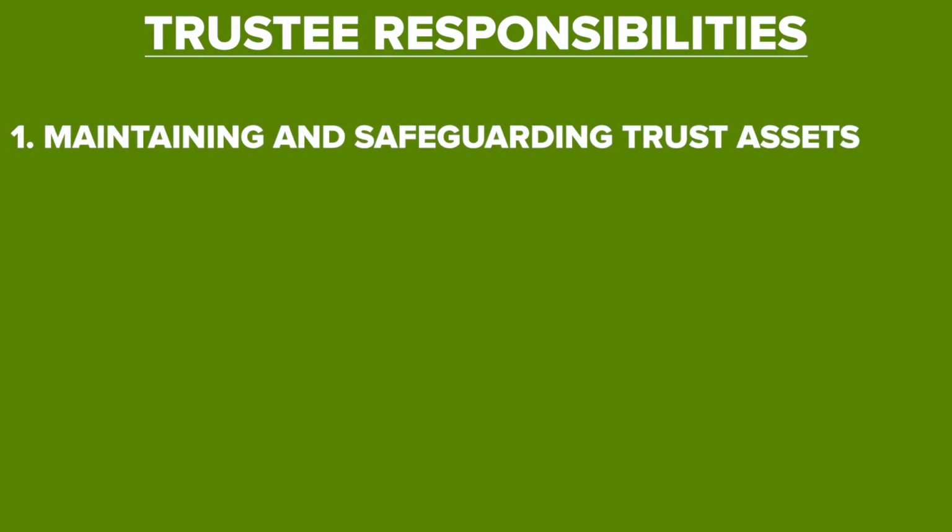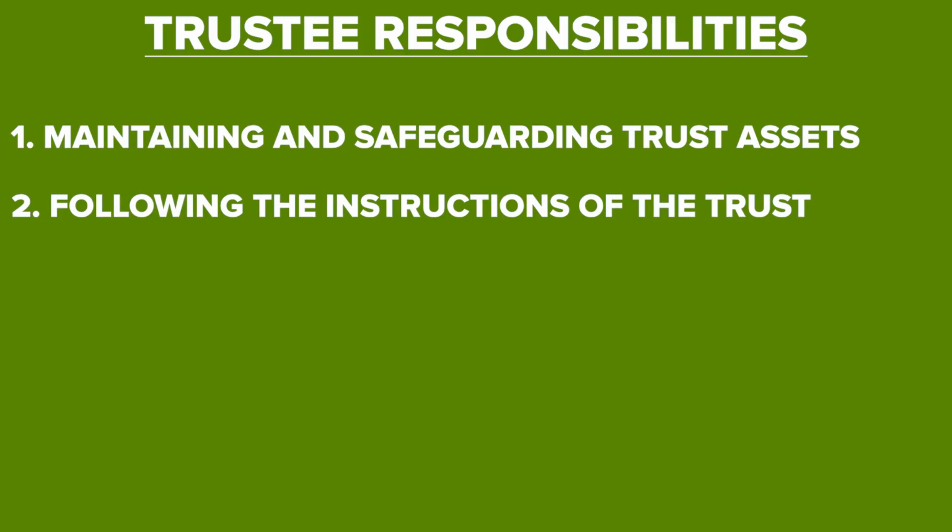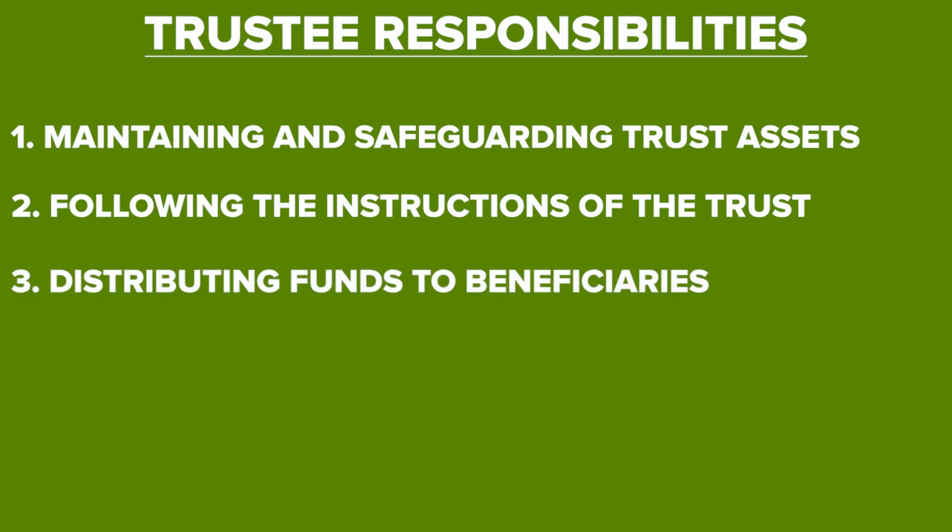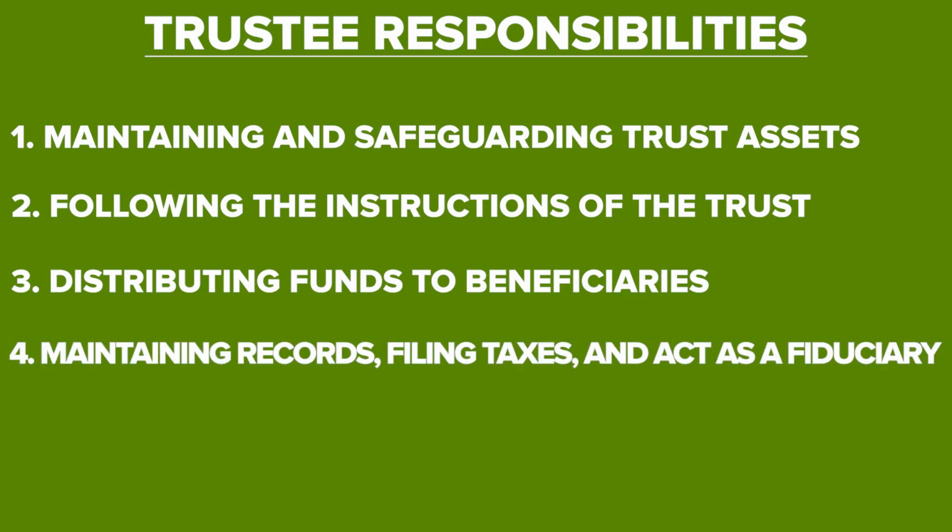Role number two in the trust is the actual trustee, which is the individual or institution that's actually responsible for managing the trust assets in accordance to the power granted to them within the trust document. The trustee or trustees have numerous responsibilities. Number one being maintaining and safeguarding trust assets. Number two, following the instructions set forth in the trust document. They ultimately distribute the funds to the beneficiaries, and they maintain records, file taxes, and act as a fiduciary on behalf of the trust assets.